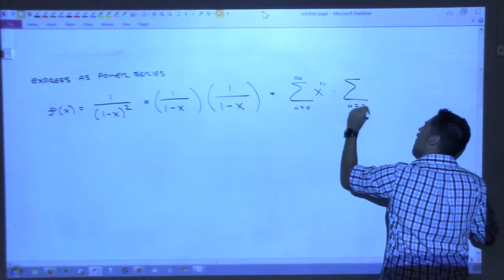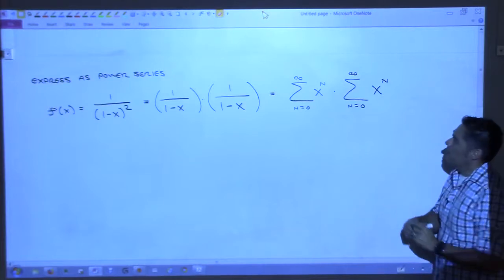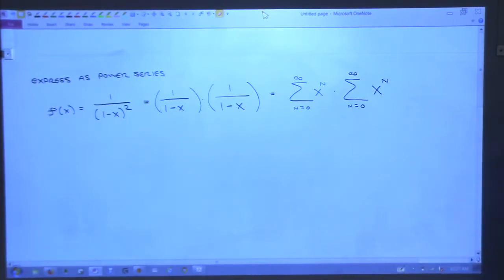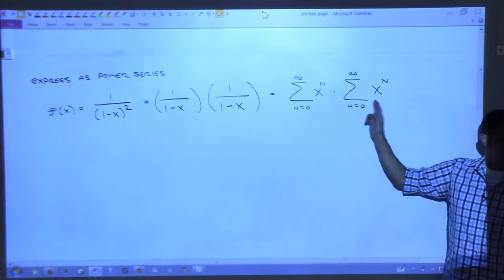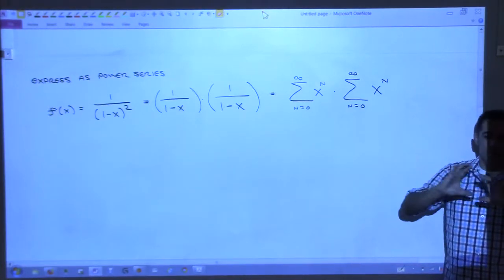The problem here is, so long as the absolute value of x is less than 1, the problem is I want my answer to be a power series. One power series. What you have here is the product of two power series. And the question is, how do you put two power series together?